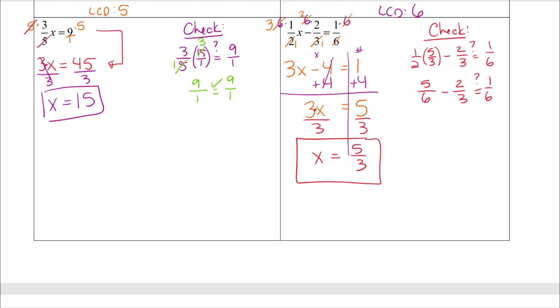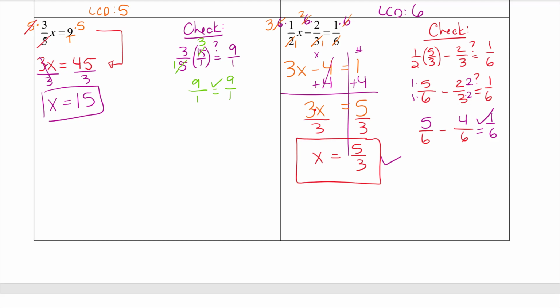Now, this doesn't have a common denominator, so I am going to make a common denominator of 6. So I'm going to multiply this one by 1, so that's 5/6. Multiply this by 2 and get 4/6. And does 5/6 minus 4/6 equal 1/6? Yes, it does. So 5/3 truly does check out.